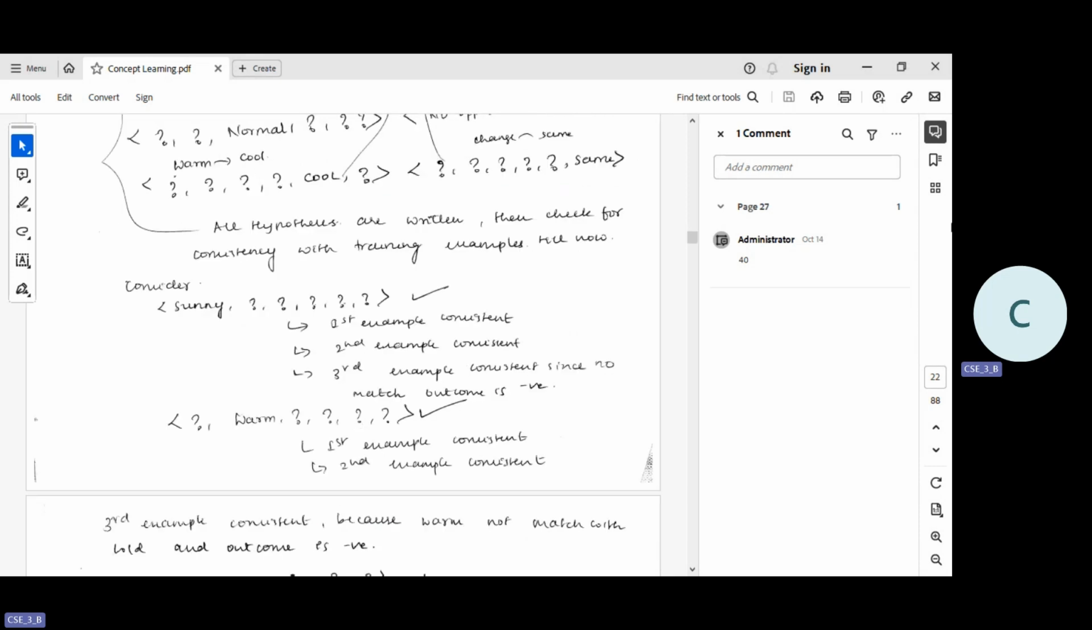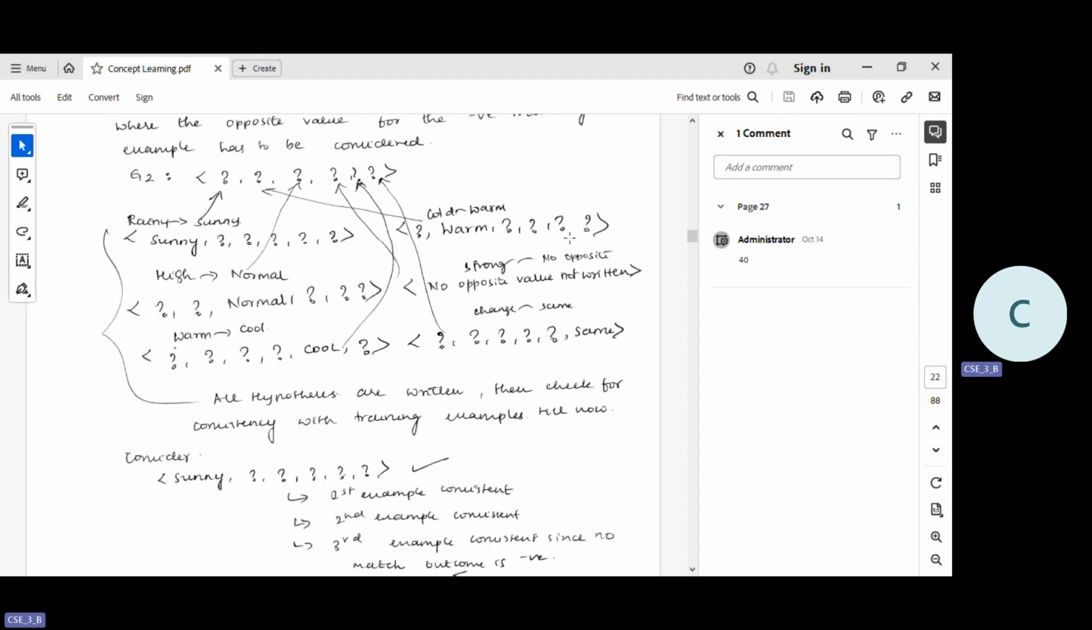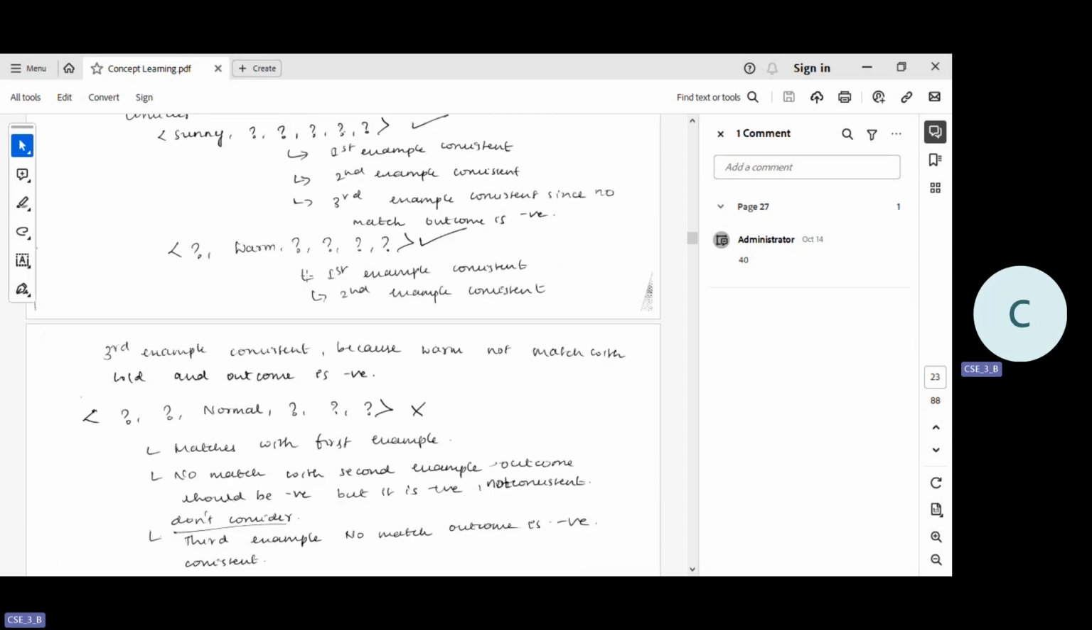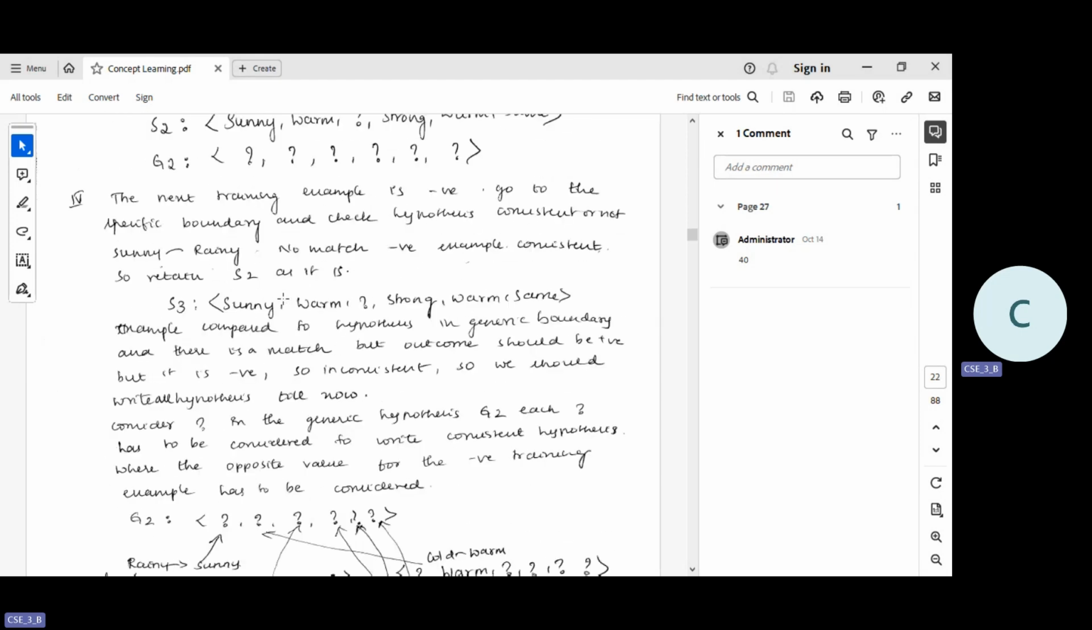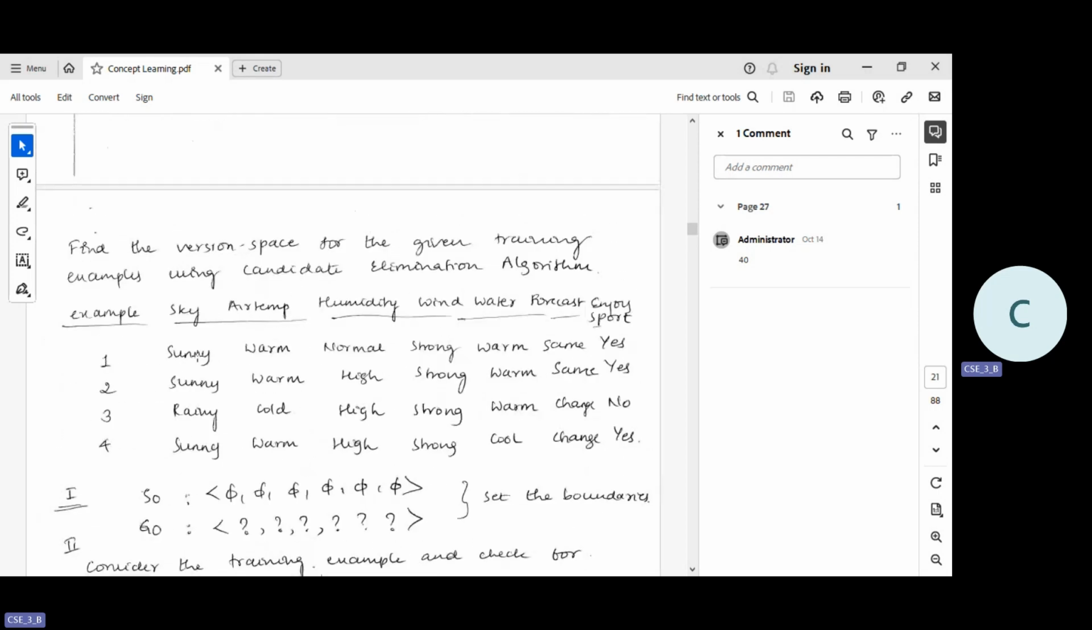So like that, what we have to do? We have to observe the second hypothesis, that is this hypothesis: question mark, warm, and all question marks. Similarly, as we compared the first hypothesis, we can observe here it is consistent with the first example. Sunny, warm: there is a question mark, it is matched, warm and warm, it is matched, and all the question marks are matched. So the outcome is yes. So that is consistent with the first example.